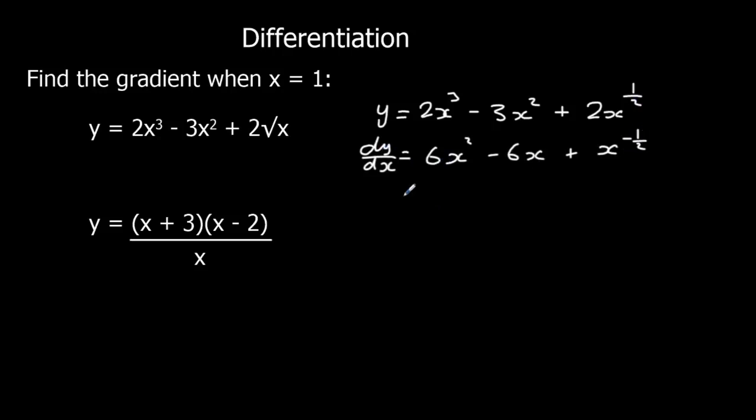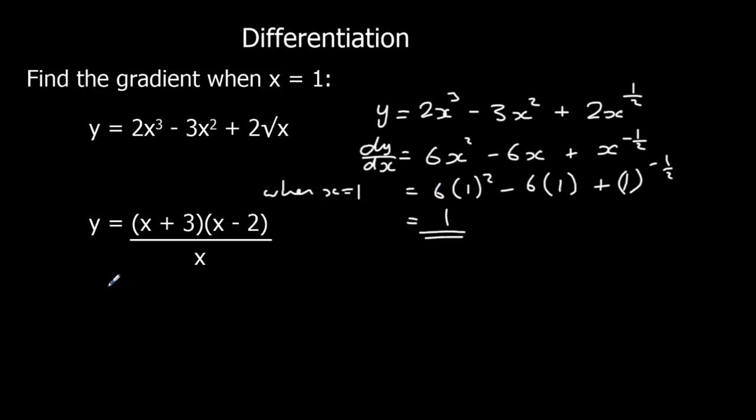2 times a half is 1, and then take 1 off the power. So when x is 1, dy dx is 6 times 1 minus 6 times 1 plus 1. So 1 to the power of anything is always going to be 1. So it's 6 times 1, which is 6. Take away 6 times 1, which is 6. So 6 take away 6 is 0. Plus 1 is 1.